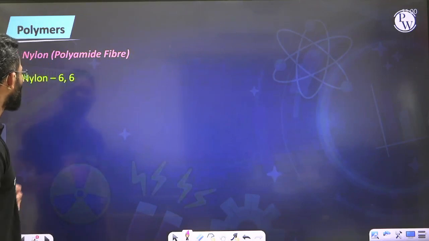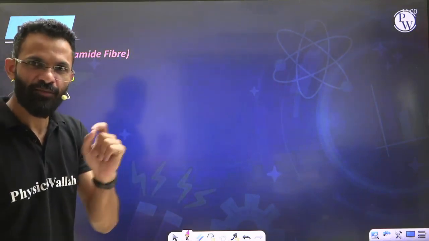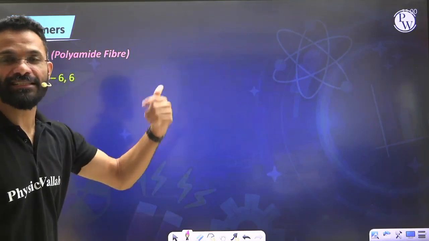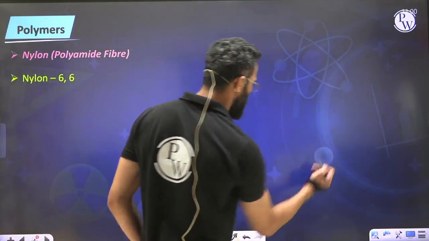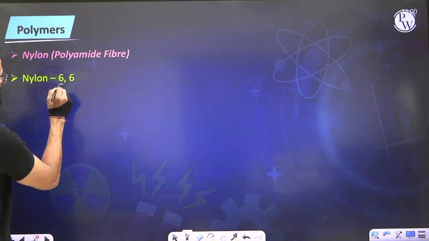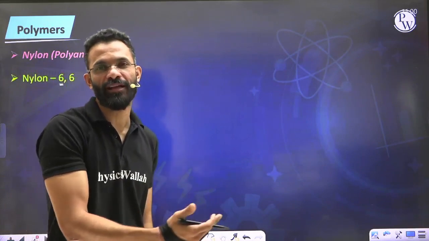As this clearly indicates, nylon 6,6 means there are going to be two monomers. Each monomer will contain six carbon atoms. Hence, we call it nylon 6,6. The simple way to remember this is, the moment you call it nylon 6,6, from this 6, remember the word hexa. And that's how you'll begin to remember the name of the monomer.